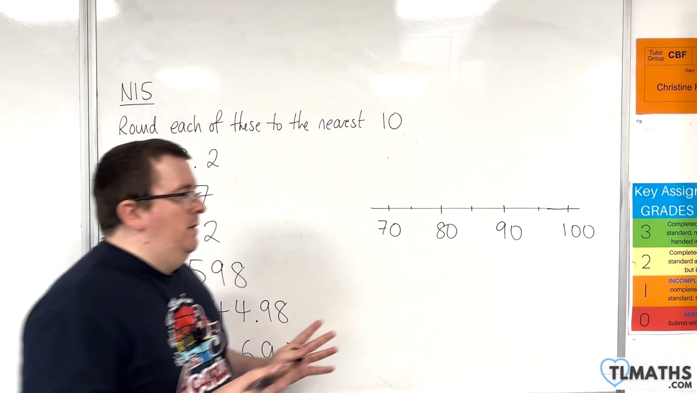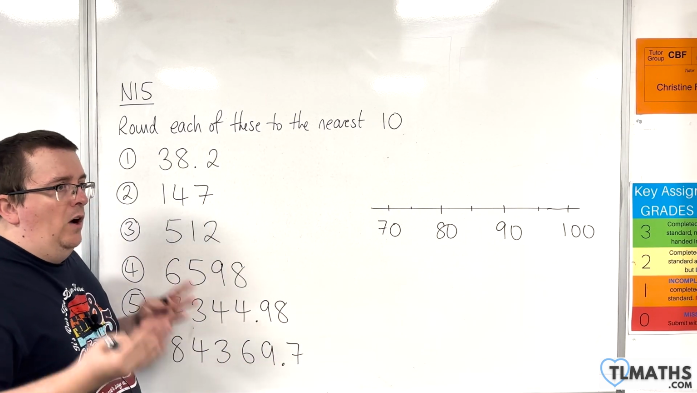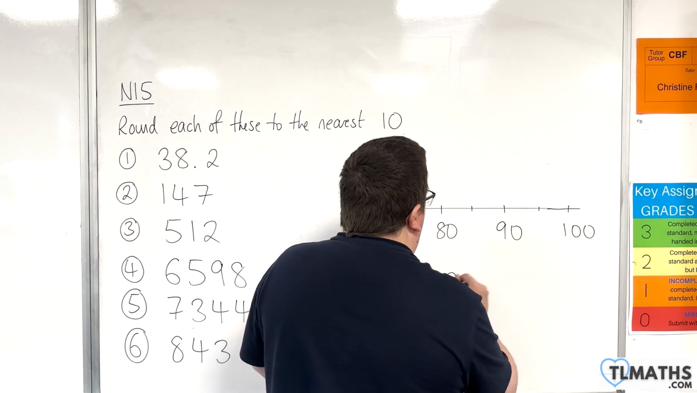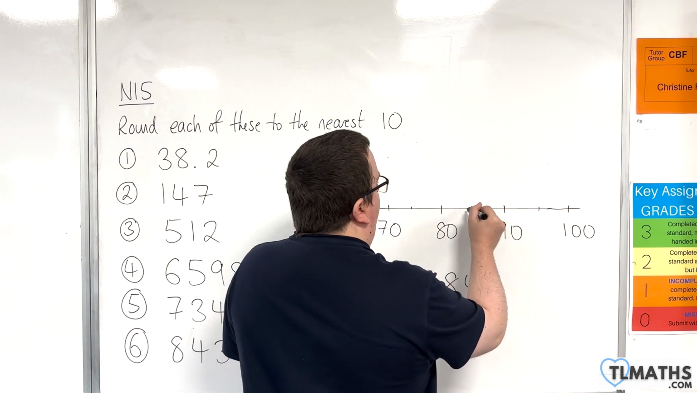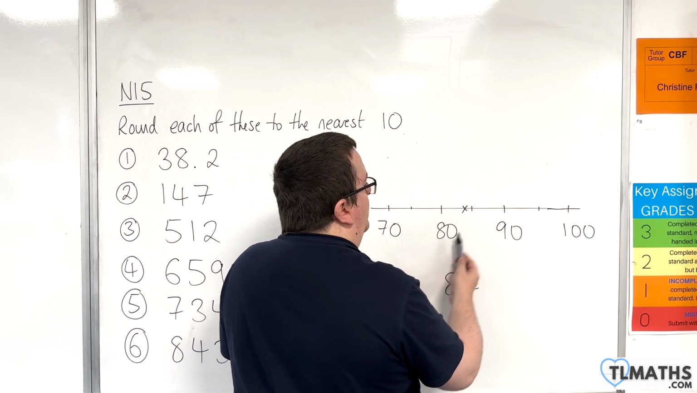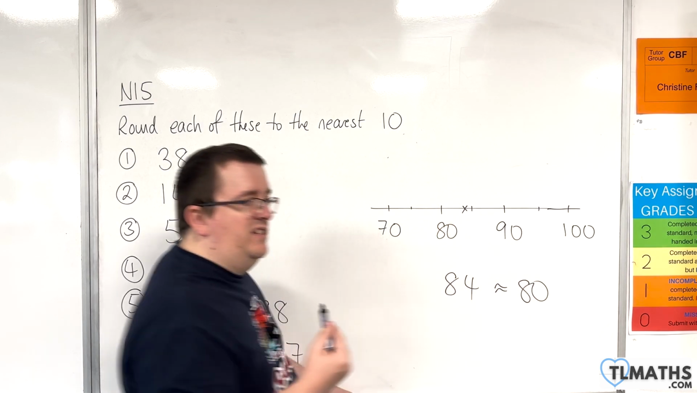exactly the same way, and I'm going up in tens here because I'm rounding to the nearest 10, if you've got something like 84, then 84 would be here. And so it's closer to 80 than it is to 90. So we would put 80 to the nearest 10.